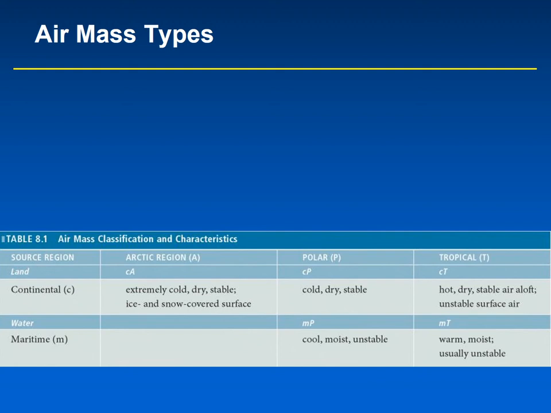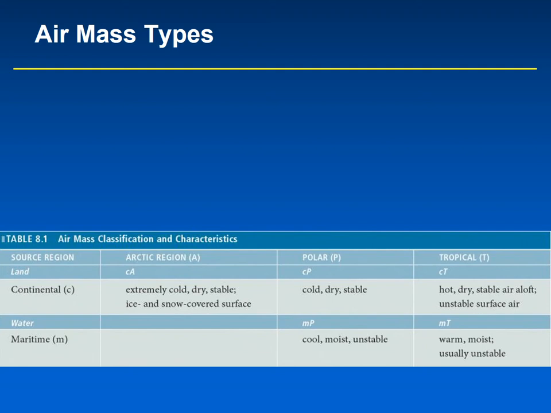Air masses with a source region over land are called continental, and that's the first word in their name, continental, and that can be abbreviated with a small c. Whereas air masses forming over water are called maritime, that's the first word in their name, and they are designated with a small m. Now, these continental and maritime air masses can form at different latitude regions. Continental air masses can form over the Arctic. If so, they are given the abbreviation lowercase c, uppercase A.